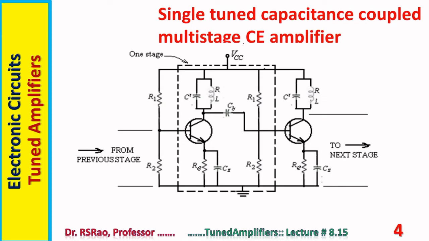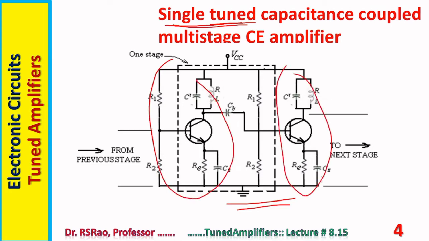Here is shown the circuit of a single tuned amplifier. Why is it single tuned? If the amplifier carries one tuned circuit, then it is a single tuned amplifier. Here is shown a multi-stage, two-stage amplifier. Two stages of a multi-stage amplifier are shown. This is one stage, this is another stage. Concentrate on any one stage, the first stage, let us say. How many tuned circuits are there in this amplifier stage? Only one. Here also only one. In the second stage also only one. That's why it is a single tuned amplifier.